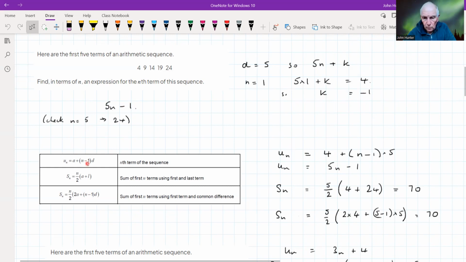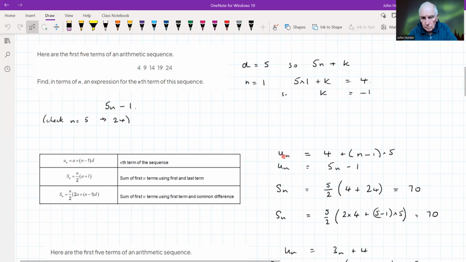Now, there are some formulas here that are of interest. So sometimes we write the nth term as un, as here. a is the first term, n is the number of the term, and d is the difference as per here. So we could actually use this little formula instead of using this method here, where we formulate it in steps like this.